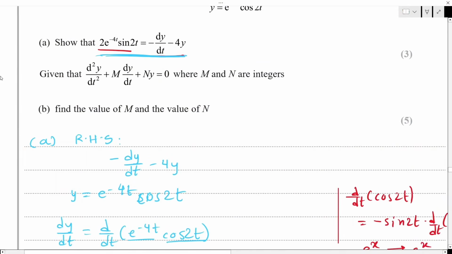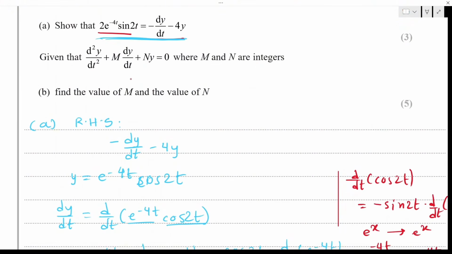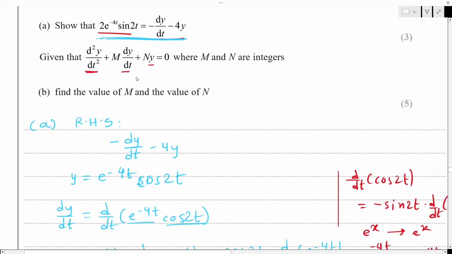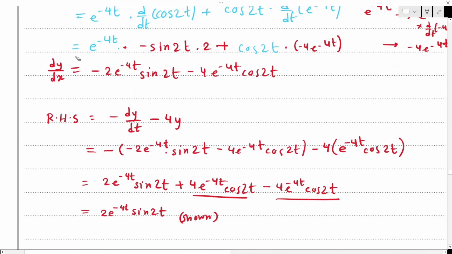For part B, it is given that the double differentiation of y plus m dy/dt plus ny is equal to 0. Now we need to find the value of m and the value of n. In this equation, we need to use the expression for dy/dt, and we also need the expression for y. We already know the expressions for these, but we do not know the expression for the double differentiation. So we are going to double differentiate our dy/dt term from part A.